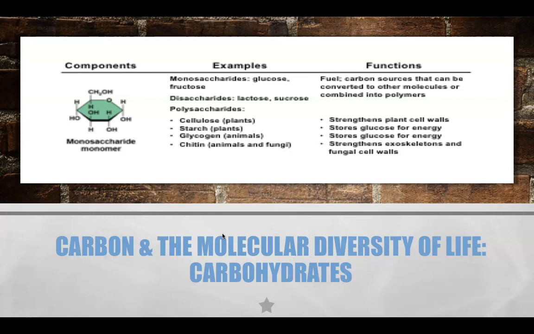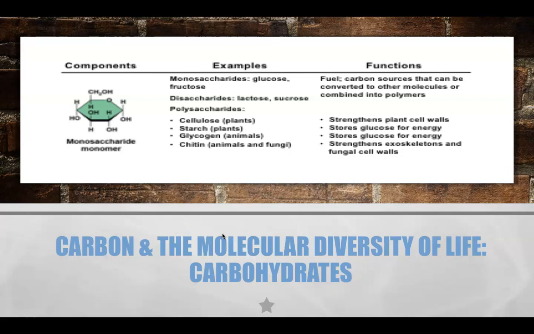In plants, for structure, we have cellulose. And in plants for energy storage, we have starch. In animals, our storage molecule is going to be glycogen. We store about a day's worth of glycogen in our muscles and in our livers. And in animals and fungi, our structural molecule is going to be chitin.